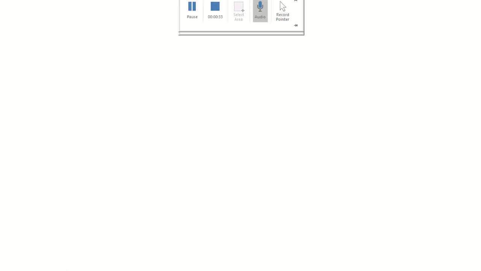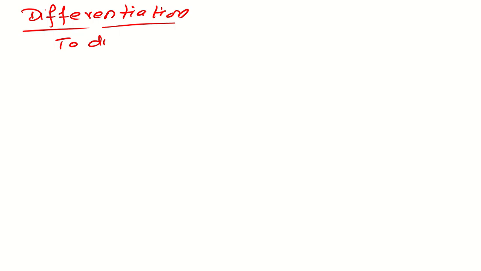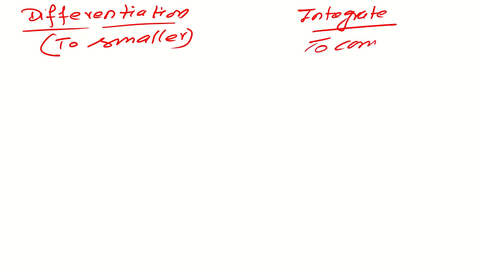Now, before starting integration, I'm sure you have studied the topic called differentiation. So what is the meaning of differentiation? I'm just talking about the word meaning, not any mathematical definition. To divide things or to make smaller parts, or to divide a bigger object into smaller objects. And what should be the meaning of integrate or integration? Integrate means to combine things, to combine the smaller things to make the bigger things.